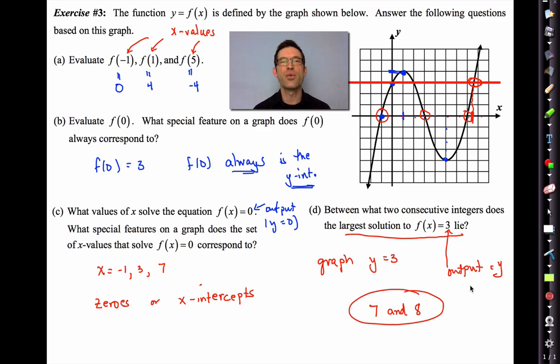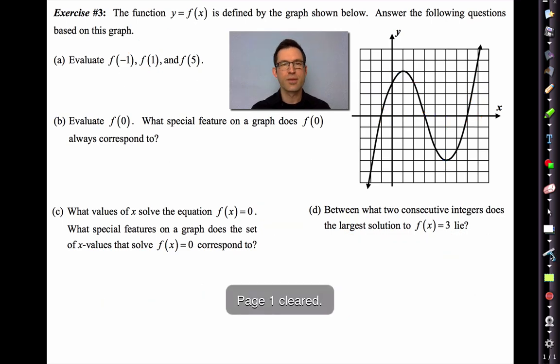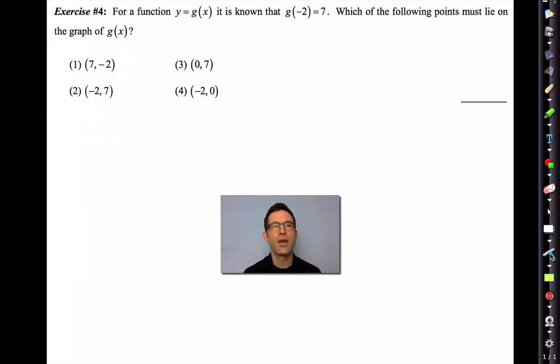All right, pause the video now, and then we'll clear out the text. Okay, here we go. Nice little multiple choice question. Very, very important. It says for a function y equals g of x, it's known that g of negative 2 equals 7.